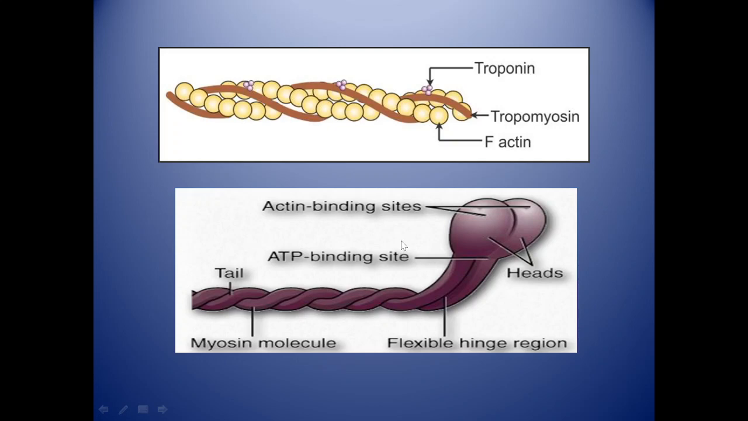Now coming to the thicker filament, that is myosin. You can see here, this is just a small portion of the myosin molecule. It is made up of a tail and head portion. This is a flexible portion which can move. Now the head portion has an ATP binding site. That means ATP can react here, thereby releasing the energy. And the heads also have the actin binding site.